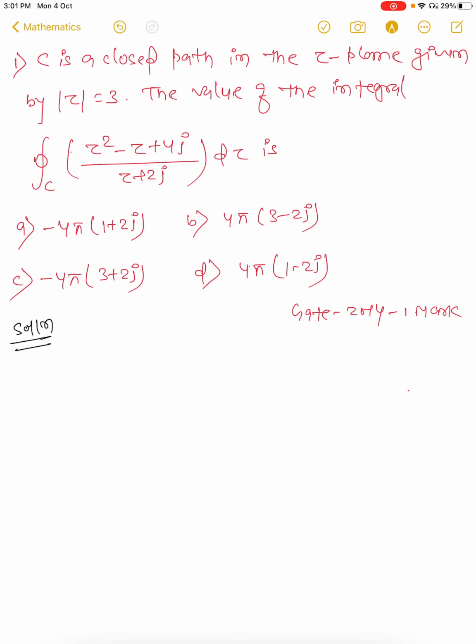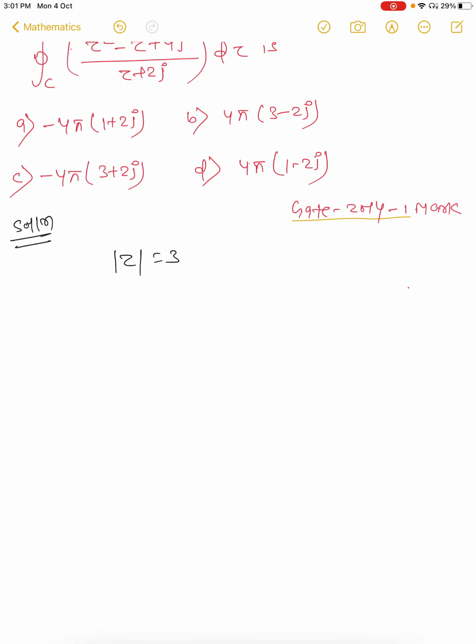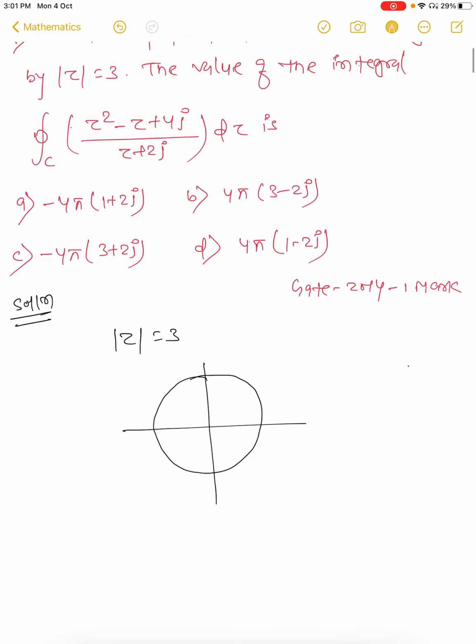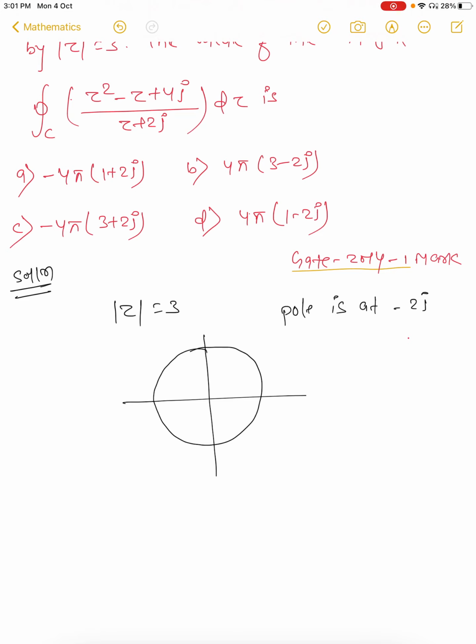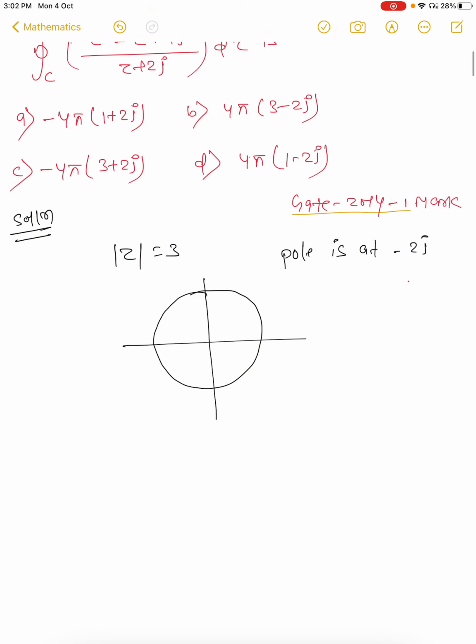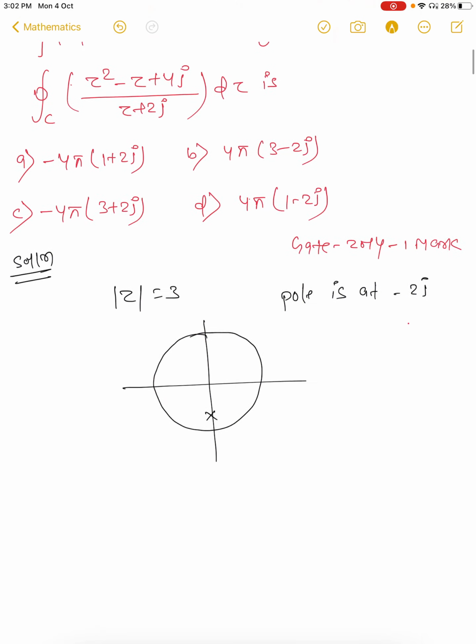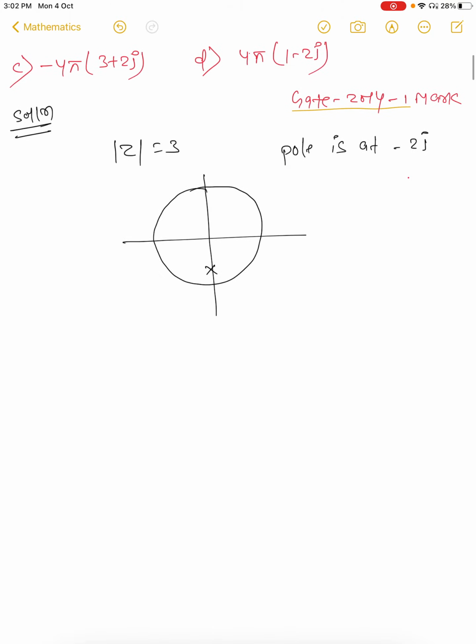Integration. Given that mod Z is equal to 3, it means it is a circle of radius 3, and in the given question the pole is at minus 2j. So minus 2j will be inside the circle, it will be somewhere here.